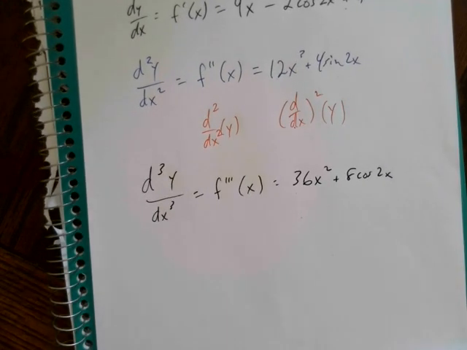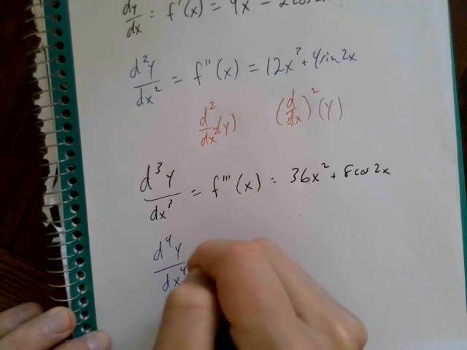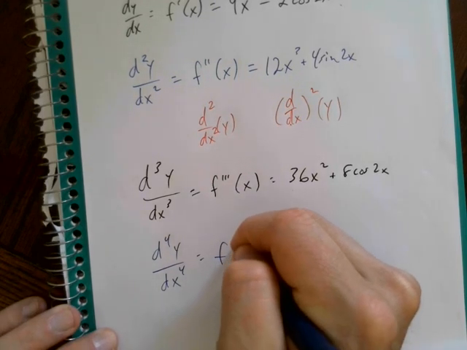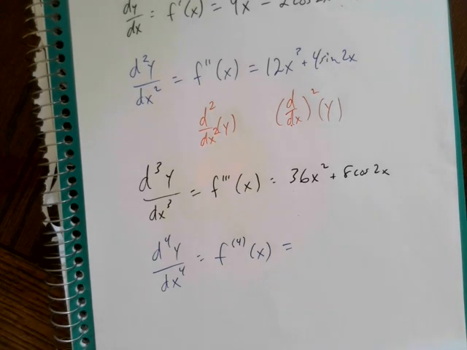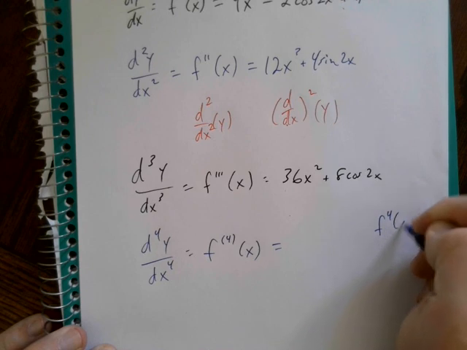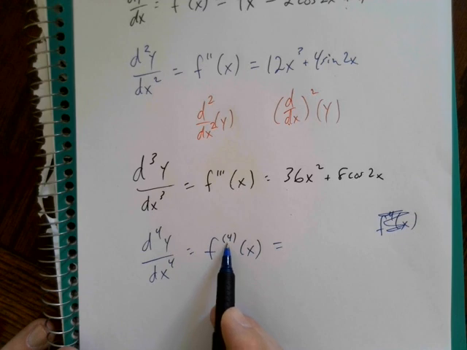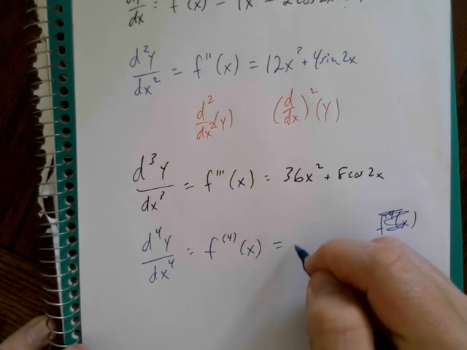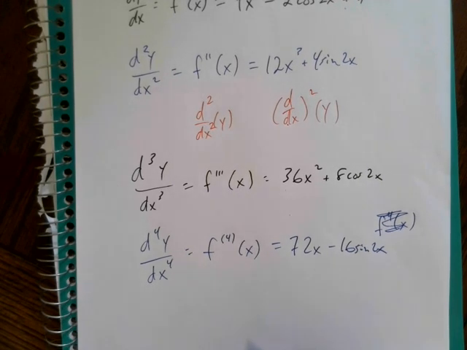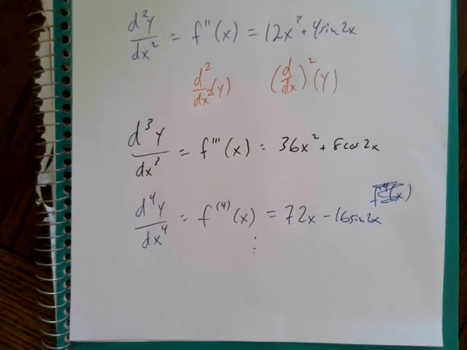And now for the fourth, there gets to a point with Lagrange's notation where you can't put 4 primes, 5 primes, 6 primes. It gets ridiculous. So after a while, you just put the number of the derivative in parentheses. It has to be in parentheses. If it's not in parentheses, like this right here, it means f of x to the 4th power. This means the 4th derivative of f of x. And then you just do that out. 72x minus 16 sine 2x. And you keep going. Right? So you just change the number in the parentheses, you change the number after the operator.